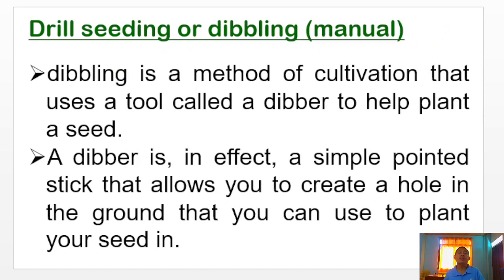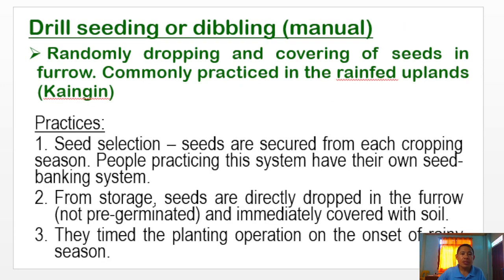Next, we have drill seeding or seed dibbling. This is also manual with the use of a simple tool. Dibbling is a method of cultivation that uses a tool called a dibber to help plant a seed. A dibber is in effect a simple pointed stick that allows you to create a hole in the ground that you can use to plant your seed in. In drill seeding or dibbling, you are dropping the seeds and covering them in a furrow.